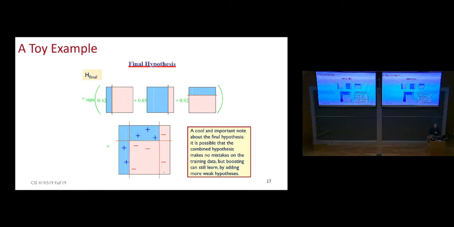But one interesting thing about the final hypothesis is that it's possible that you already make no mistakes with the combined hypothesis, but you can still learn. I mean, I can still add H4, H5, H6, and so on. Each one of these H's could still make mistakes, and if I add them to my final hypothesis, boosting will still learn. And its generalization ability is going to improve. Yes?